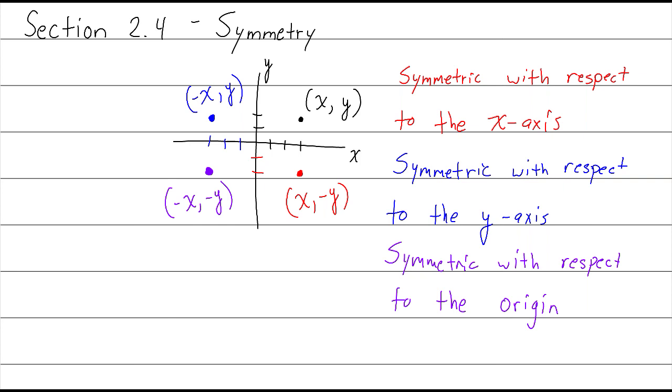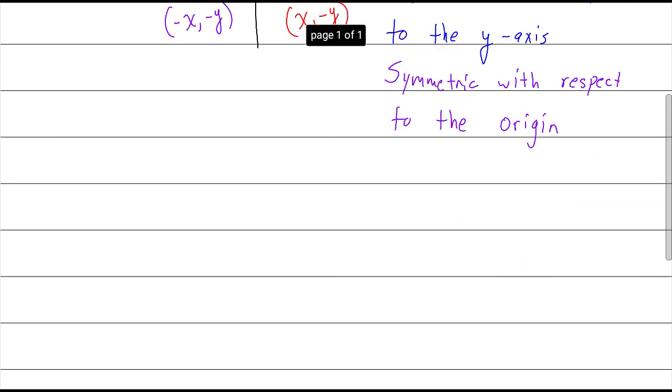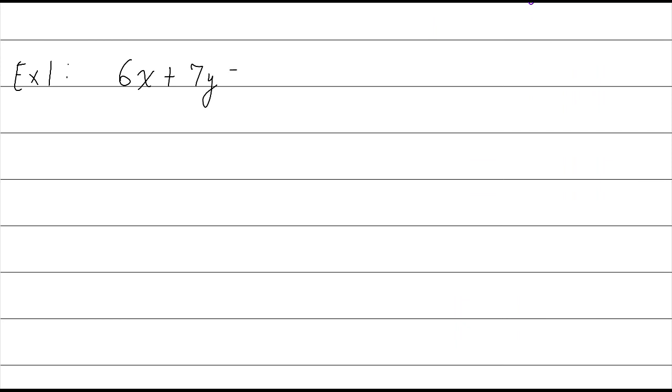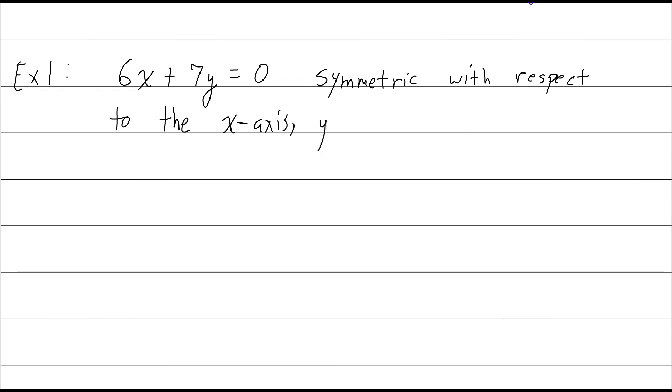Let me give an example to drive that point home. Our first example, example 1: let's determine whether or not the graph of 6x + 7y = 0 is symmetric with respect to, and we want to check all 3, the x-axis, the y-axis, and the origin.